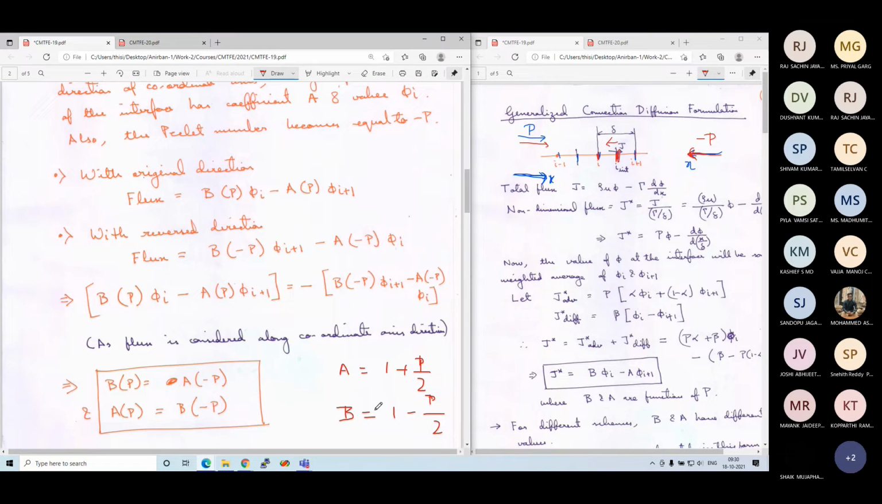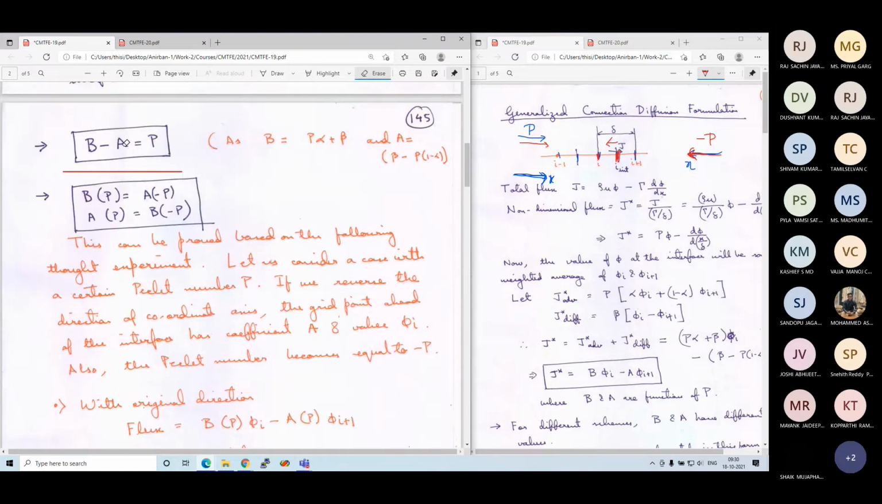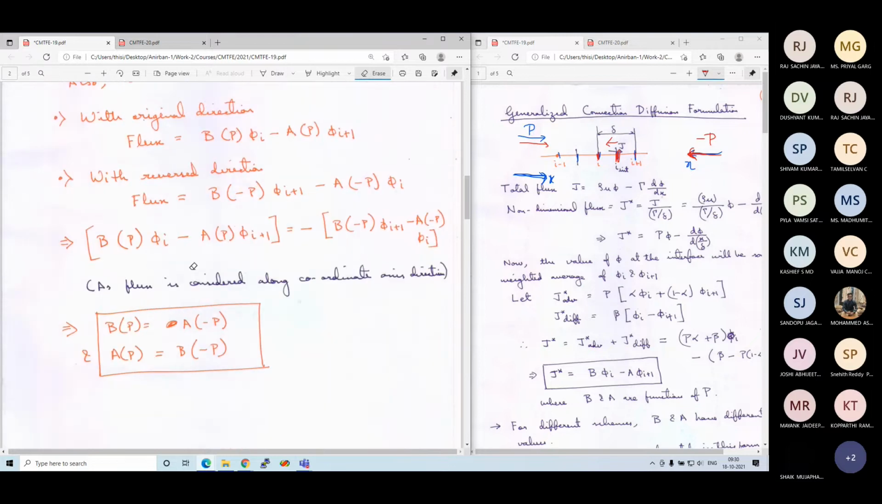We will see this later. And then we can calculate the negative Peclet number, A for negative Peclet number, by adding B minus P, something like that. Maybe some plus-minus mistakes were there in my case. You have to check, but like this it can be found.